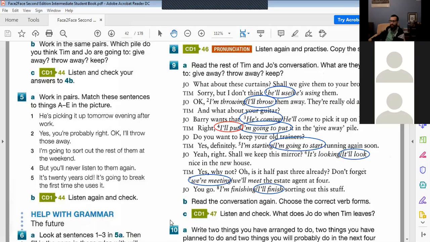I'm going to sort out the living room tomorrow. What about these curtains? Shall we give them to your brother? Sorry, but I don't think he'll use them. Okay, I'll throw them away. They're really old anyway. And what about your guitar? Barry wants that. He's coming to pick it up on Friday. Right, I'll put it in the giveaway pile. Do you want to keep your old trainers? Yes, definitely. I'm going to start running again soon. Yeah, right. Shall we keep this mirror? It'll look nice in the new house. Yes, why not? Oh, is it 3:30 already? Don't forget we're meeting the estate agent at 4. You go. I'll finish sorting out this stuff. OK, see you later. Bye. Bye, darling. Right. Now he's gone, I can start doing this properly. Let's throw out those smelly old trainers for a start. And that broken tennis racket. Oh, and I'm definitely keeping all my old love letters.